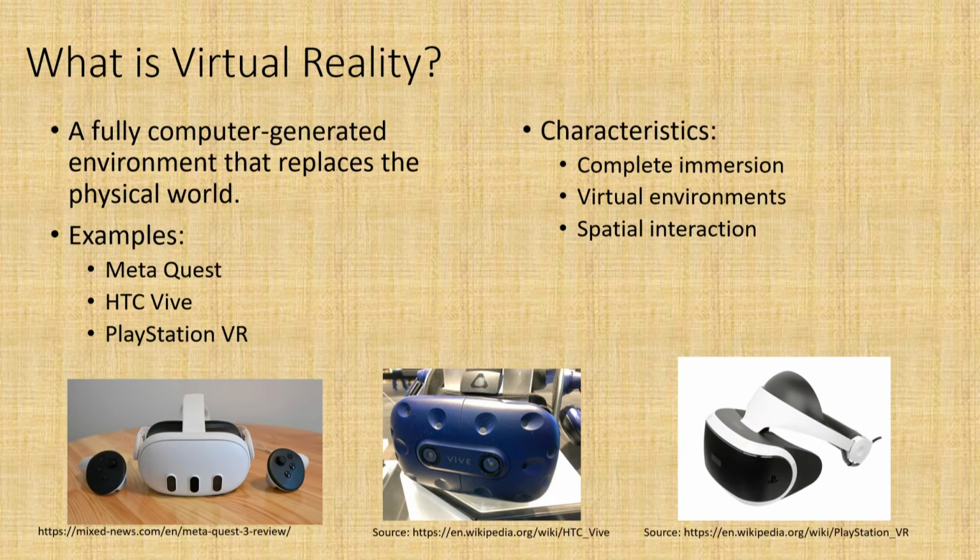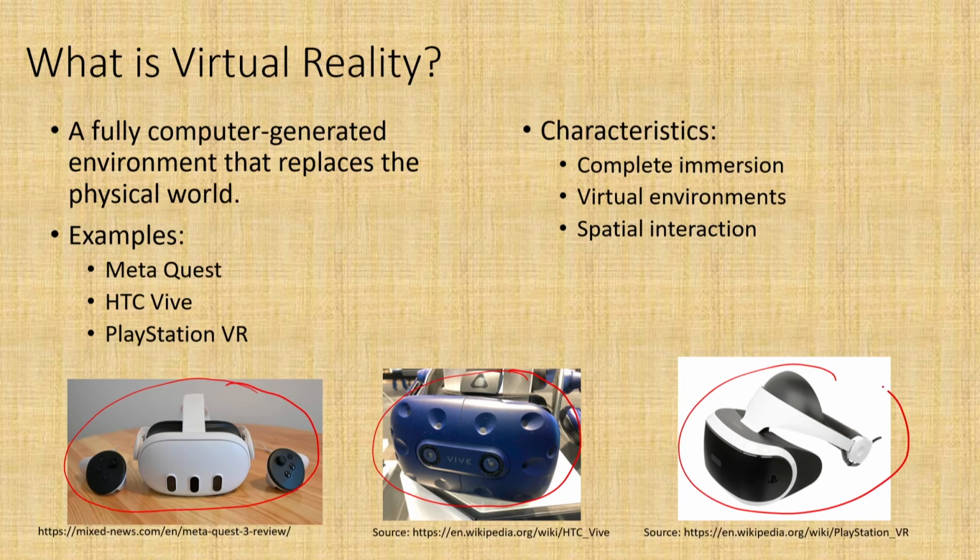We can simplify this a bit further. We can say that virtual reality is actually a fully computer generated environment that replaces the physical world. Examples could be these sorts of headsets which you might have seen on television or elsewhere. So, here I have shown 3 headsets. One is the MetaQuest headset. This is a MetaQuest 3 at the bottom. Next to it you see the HTC Vive, and the third headset that you see here is the PlayStation VR.